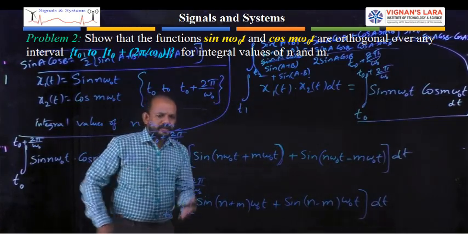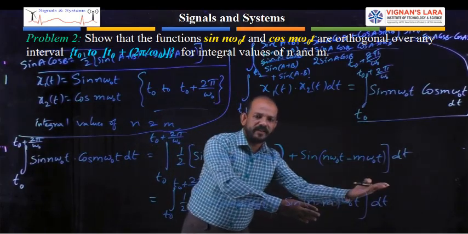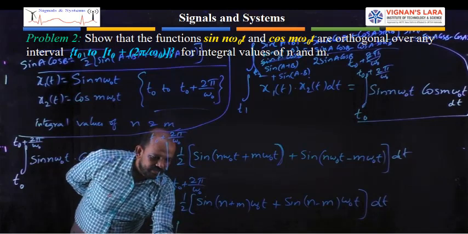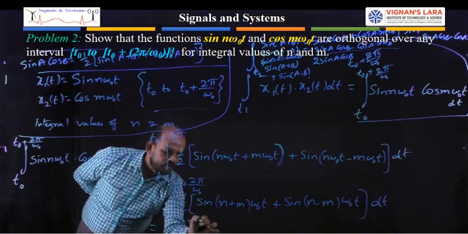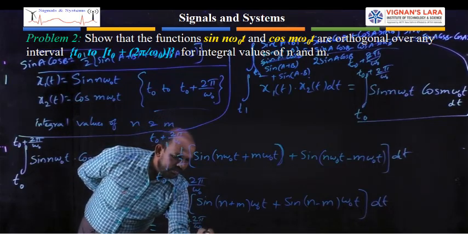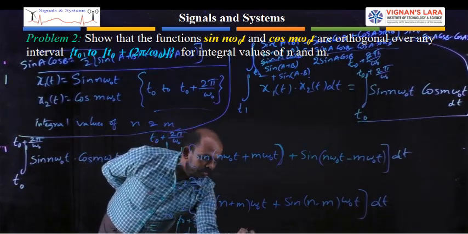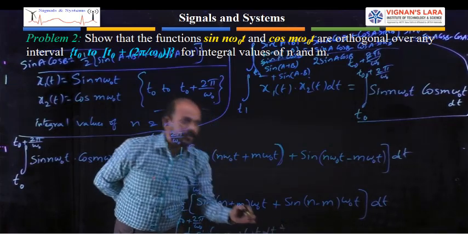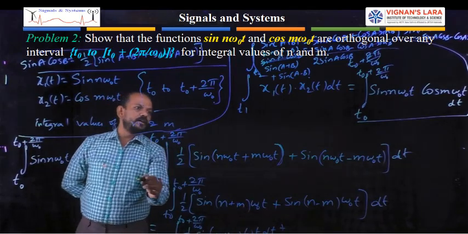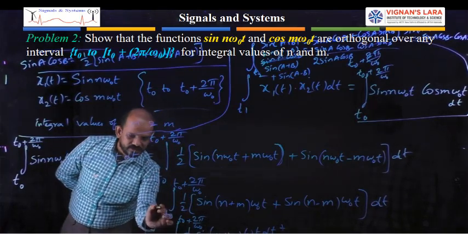I already told you, integration of a plus b dt is integration of a dt plus integration of b dt. We can separate them, as the integral from t naught to t naught plus 2 pi by omega naught. So separating that, what happens? 1 by 2 into sine of n plus m omega naught t dt plus, okay, I am rewriting these equations here.